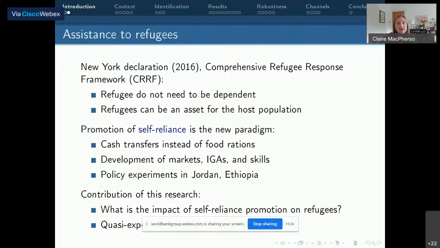For example, in 2016, Jordan agreed to grant 200,000 work permits to Syrian refugees in exchange for concessional financing and relaxed rules of origin on exports. Also in 2016, Ethiopia announced a similar plan, aiming to provide 30,000 work permits to refugees. Broadly speaking, our research aims to assess whether the self-reliance approach to refugee assistance is having an impact. And in practice, we'll assess the impact of a third policy experiment, which is currently taking place in northern Kenya.